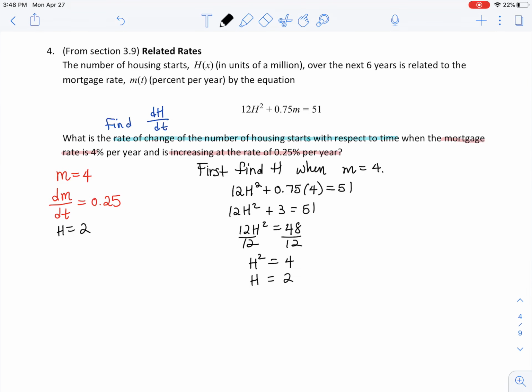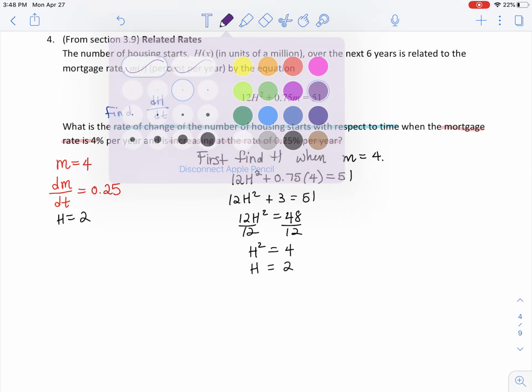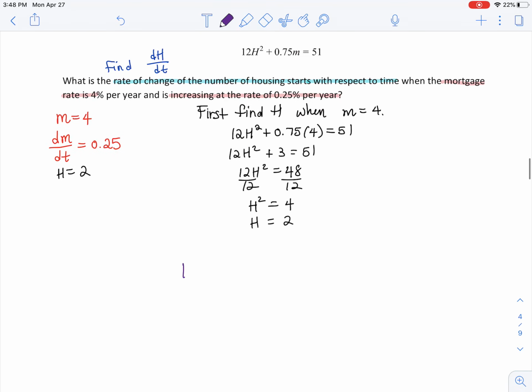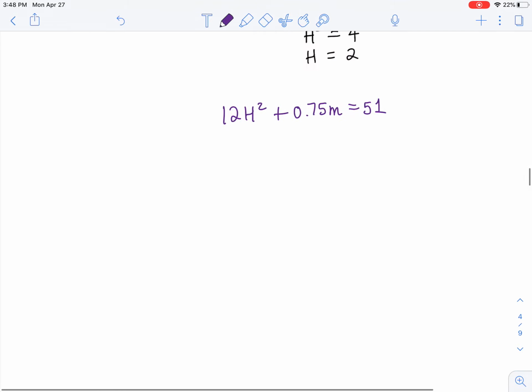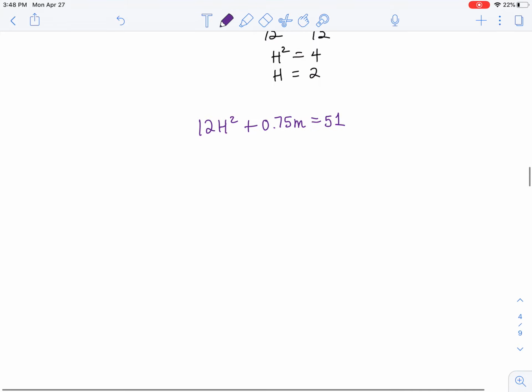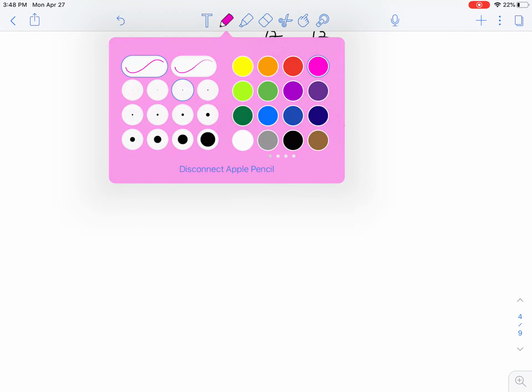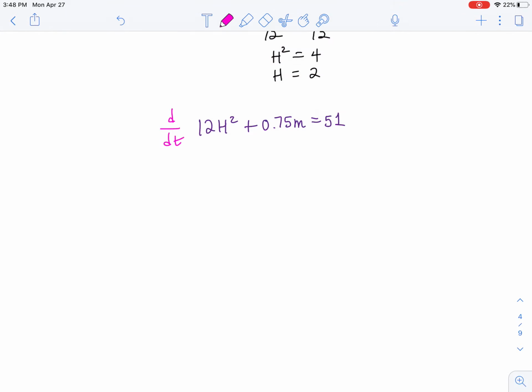Now, we need to rewrite this. We need to differentiate this implicitly so that we can bring in dH dt and dm dt, right? So let me go ahead and write down this equation. 12h squared plus 0.75m equals 51. We're going to differentiate this implicitly with respect to time t, okay? Ready? So let's go ahead and do d dt on both sides.